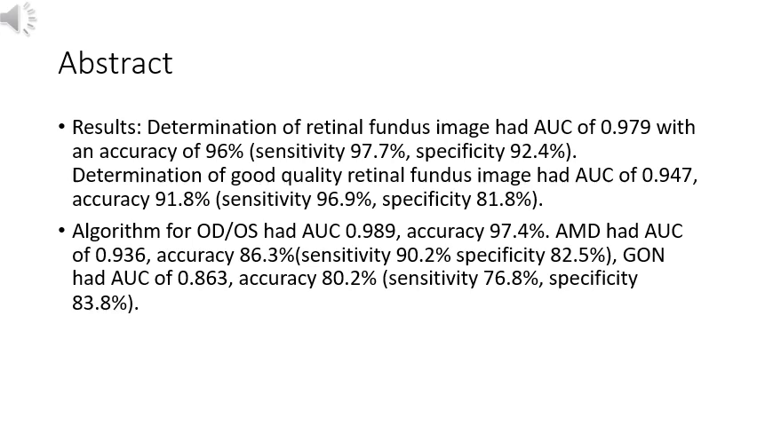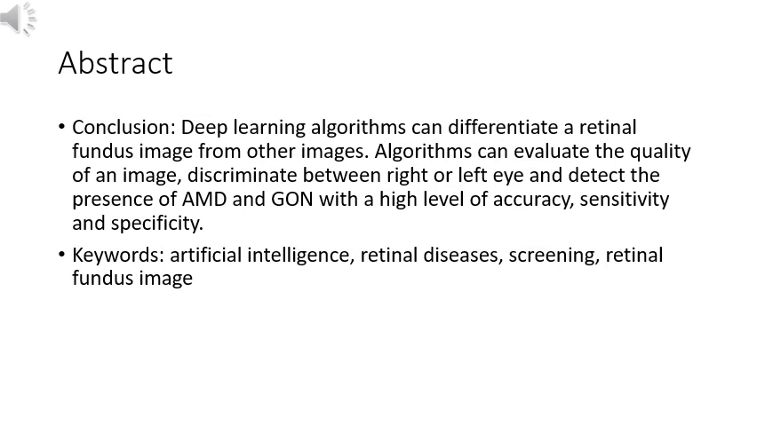AMD had AUC of 0.936, accuracy 86.3%, sensitivity 90.2%, specificity 82.5%. GON had AUC of 0.863, accuracy 80.2%, sensitivity 76.8%, specificity 83.8%. Conclusion: deep learning algorithms can differentiate a retinal fundus image from other images.